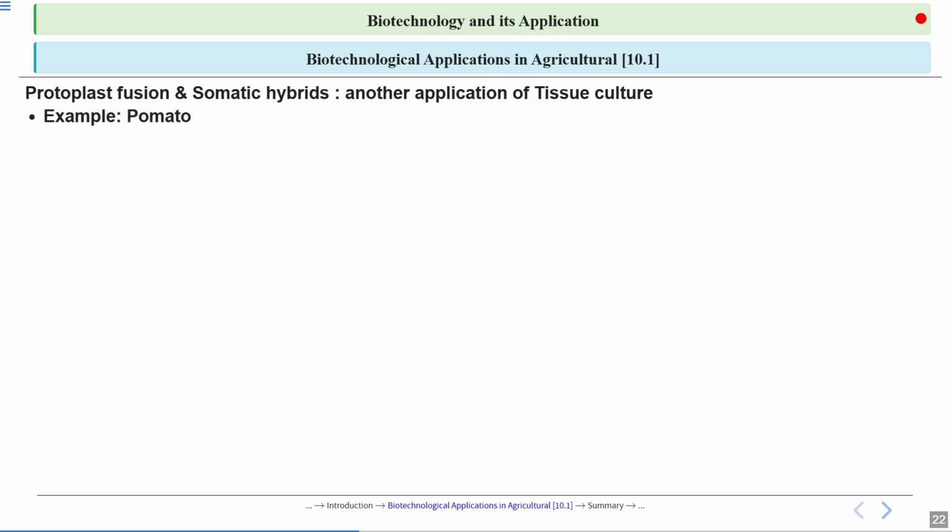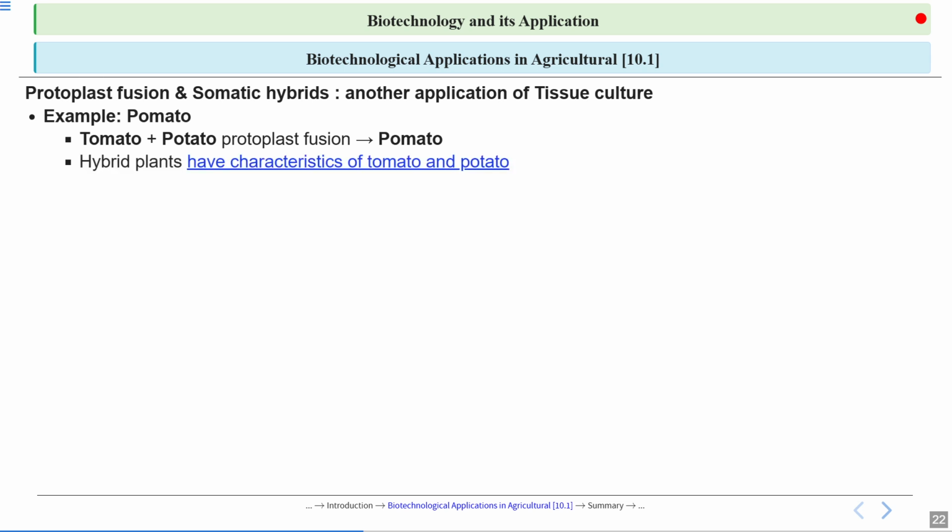An example is pomato. One of the most interesting examples is pomato. How is pomato formed? Pomato is formed from tomato and potato. We fused the protoplasm of tomato and potato to make a pomato. Why did we make this hybrid plant? Because we want the characteristics of both plants. We want some characters of tomato and some characters of potato.